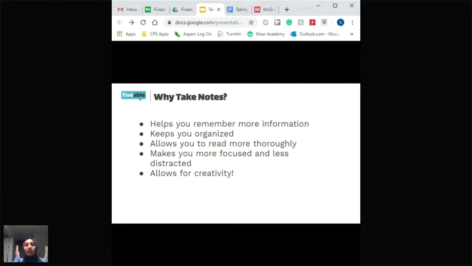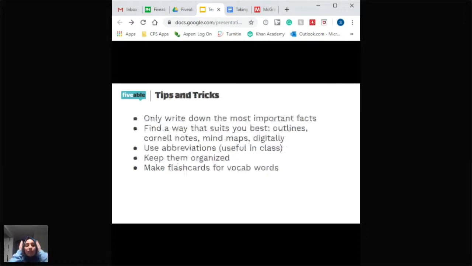And it allows for creativity. Everyone has a different way of taking notes. There are many ways to take notes. People decorate their notes. People make it all fancy. People just have plain notes. Whichever way, it allows you to be creative. And taking notes allows you to remember the information in your own way. So yeah. Tips and tricks for taking notes.